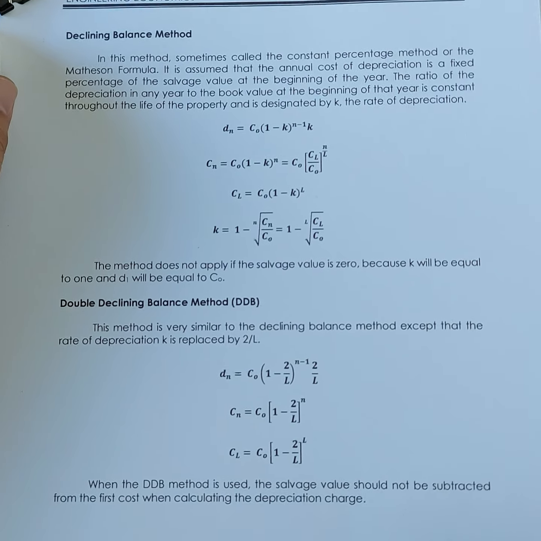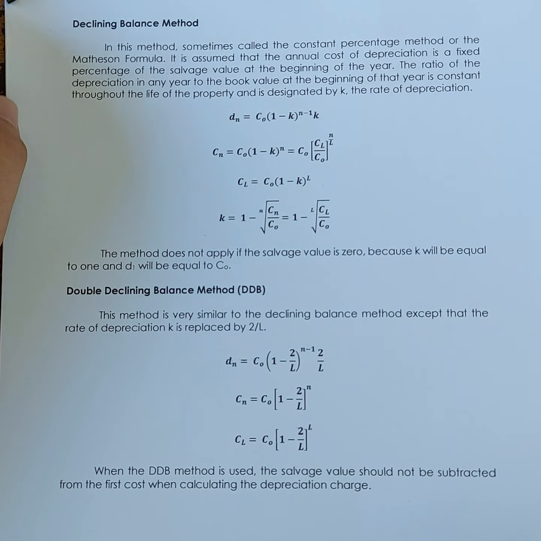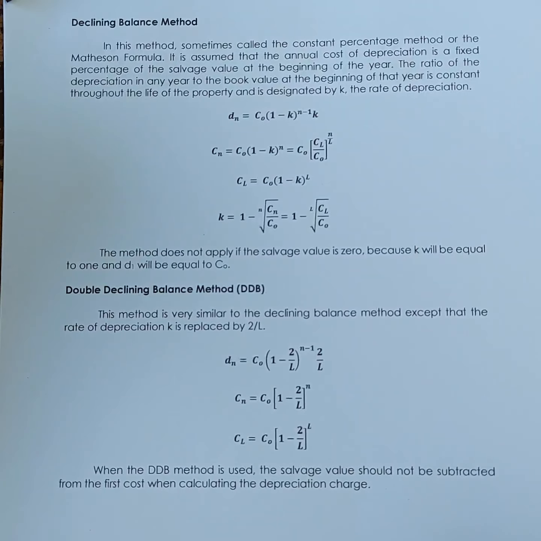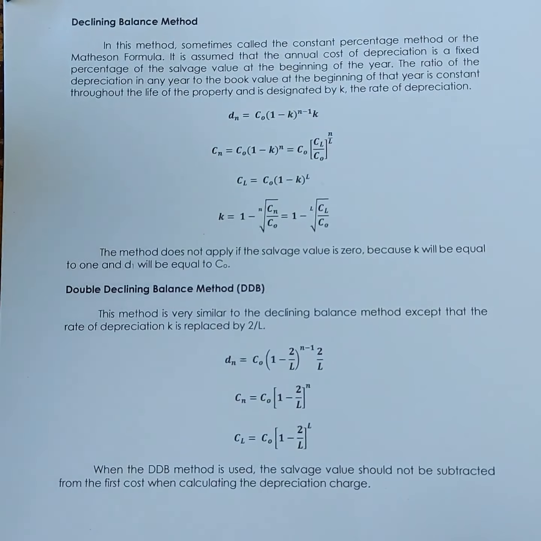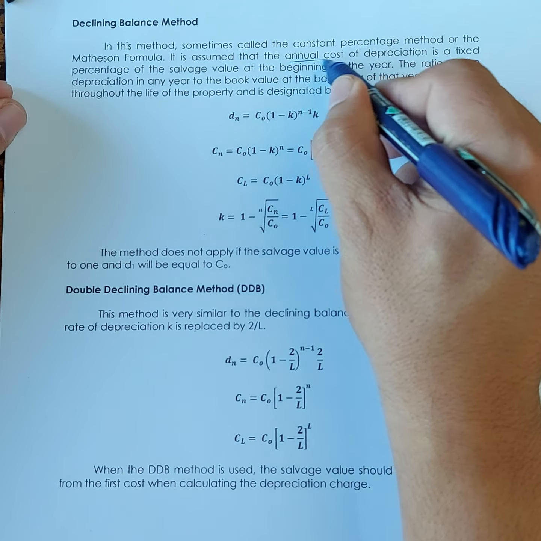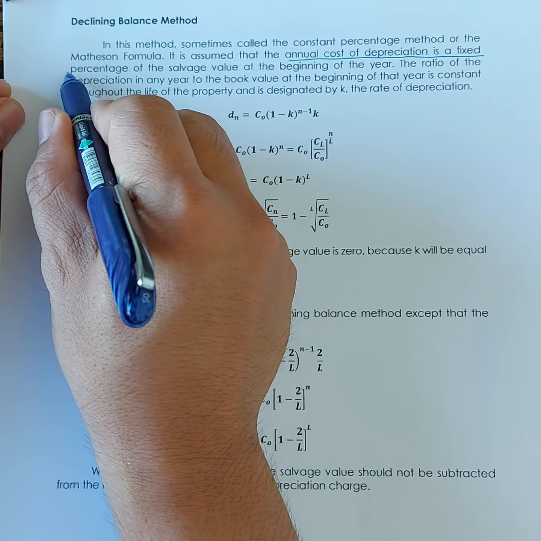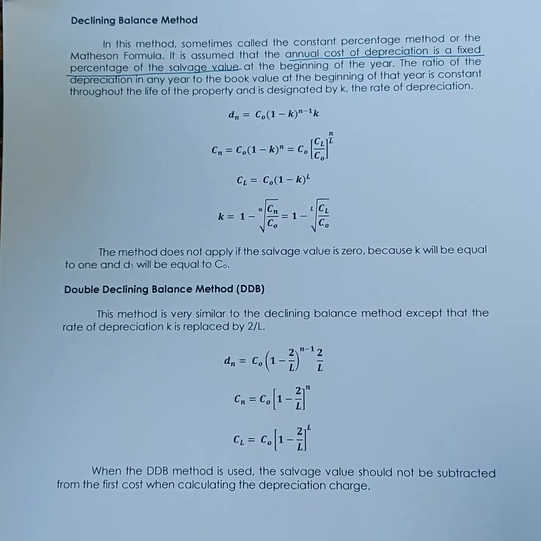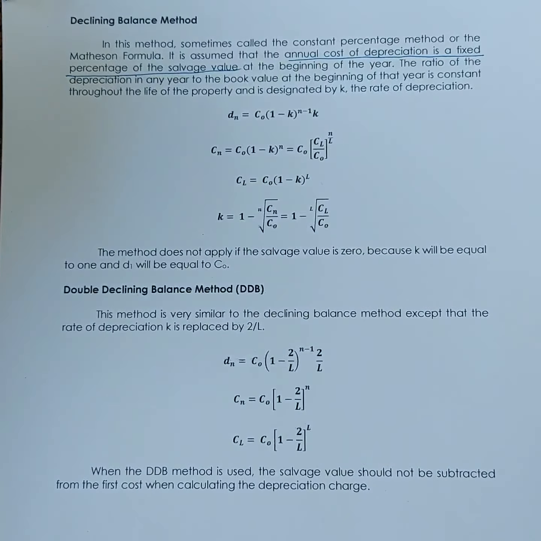So, declining balance method. In this method, sometimes called the constant percentage method or the Matheson formula, it is assumed that the annual cost of depreciation is a fixed percentage. So take note, the annual cost of depreciation is a fixed percentage of the salvage value. So hindi pwedeng walang salvage value or scrap value or value at the end of the useful life. Okay? And at the beginning of the year.